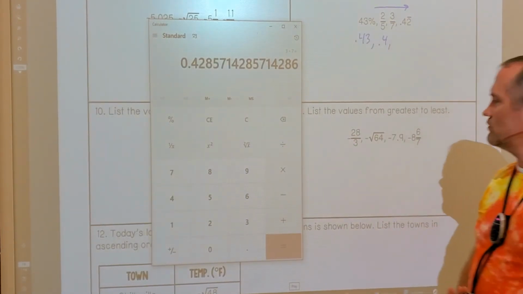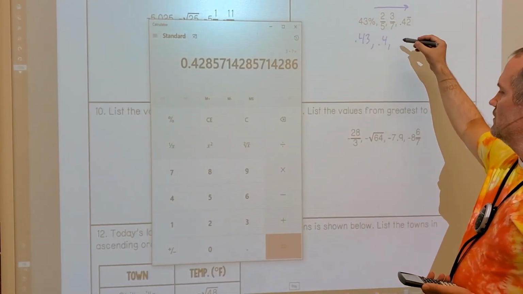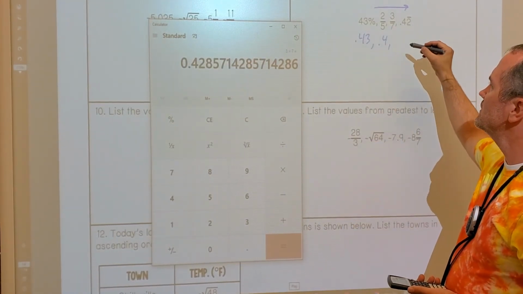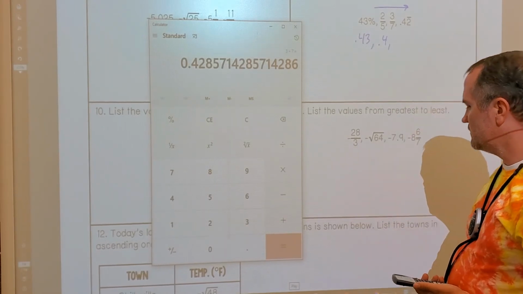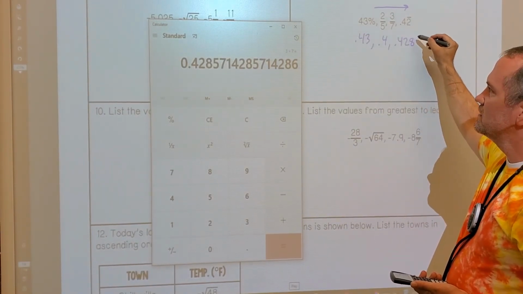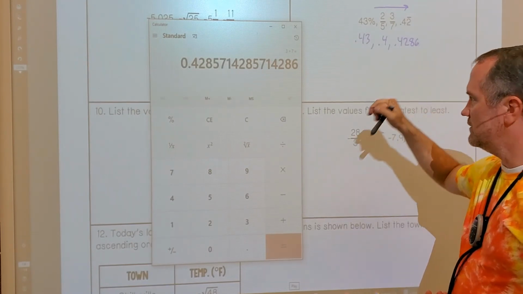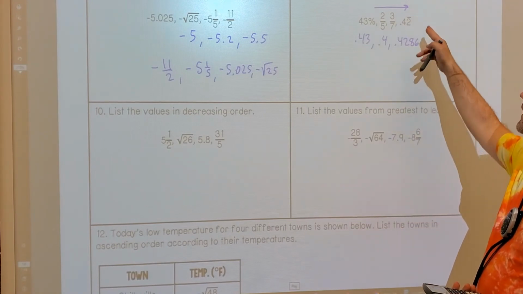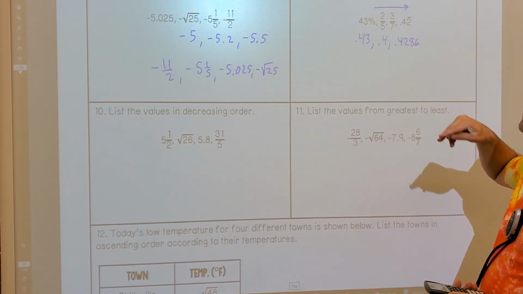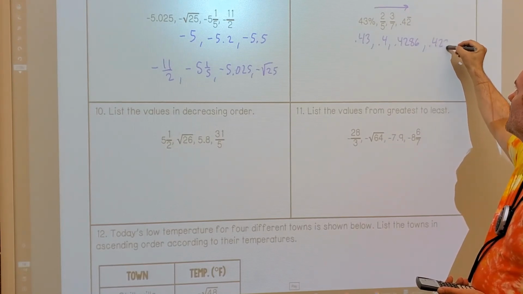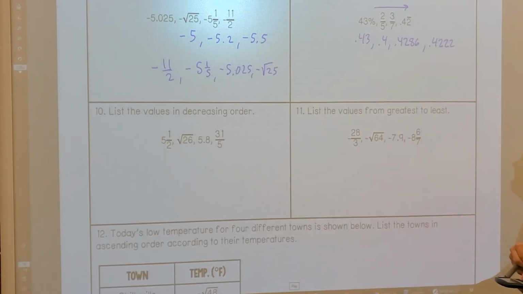So let's say 0.4286. We're going to round it. And then 0.42 repeating, so that's 0.4. This is why I like not using the repeating bar. Okay, so least to greatest, that makes this a little bit nicer.